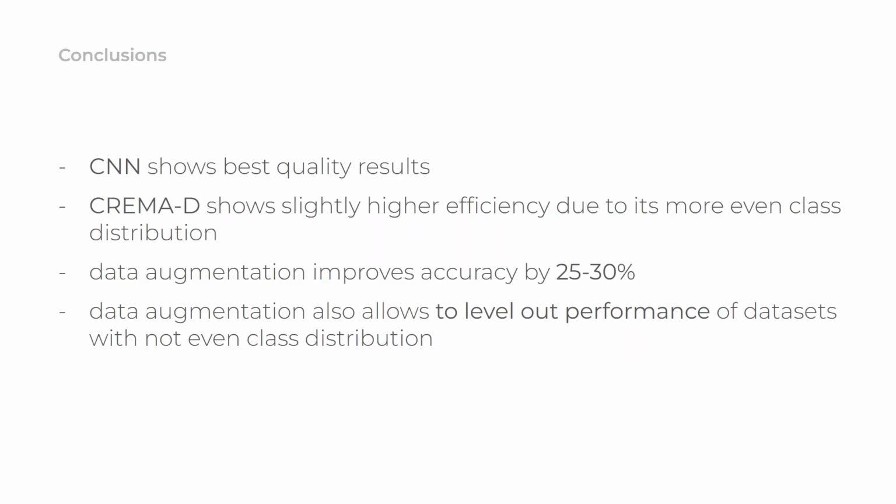To sum up, among the models developed, the convolutional layer model showed the highest performance. It was also found that the dataset with the more evenly distributed classes achieved better accuracy. Regarding the augmentation, we found that it's very important. It gives an accuracy boost and allows to compensate the non-uniformity of classes. Also, the obtained accuracy results show the highest performance among the reviewed works.